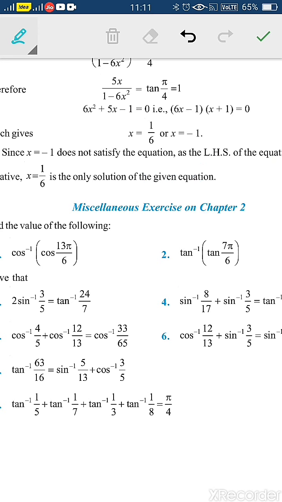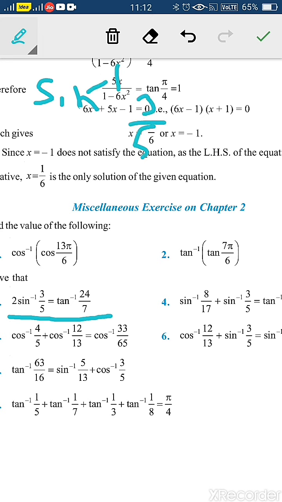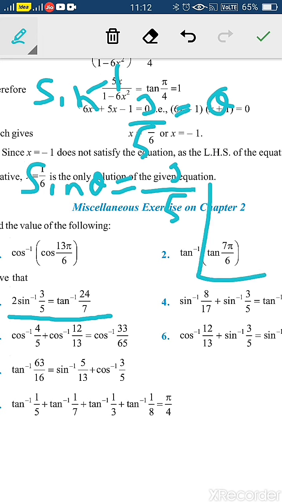Question number 3 is, you have to prove that 2 sine inverse 3 by 5 is equal to tan inverse 24 by 7. It means you have to prove left hand side is equal to right hand side. Now let us take the left hand side. That is sine inverse 3 by 5. Let us take this as theta, right? So this implies sine theta is equal to 3 by 5. This is angle theta, the perpendicular is 3 and the hypotenuse is 5, right? So after applying Pythagoras theorem, you will get the base as 4.